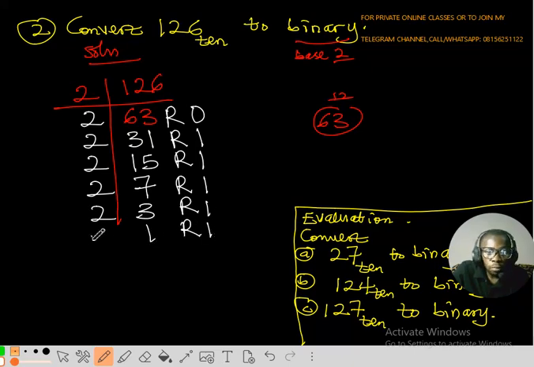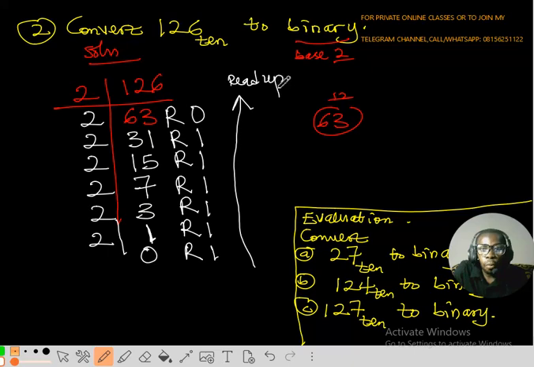Then lastly, 2 in 1 is not possible. So you write not possible, 0. But what do we have as the remainder? The main number here is 1. So remaining 1. So what do I do at this point? You read up. We call this read up.